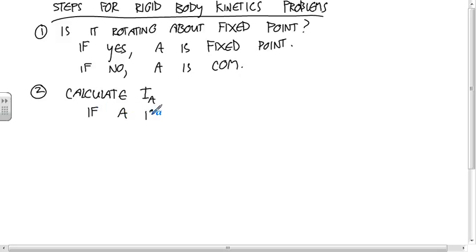If your about point is a fixed point, so in other words, if A isn't at the center of mass, then you have to use the parallel axis theorem. So if it does have a fixed point, and I suppose as long as that fixed point isn't at the center of mass, then you have to use the parallel axis theorem. Anytime you're calculating the moment of inertia about anything but the center of mass, you have to use the parallel axis theorem.